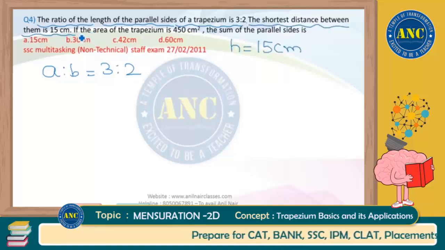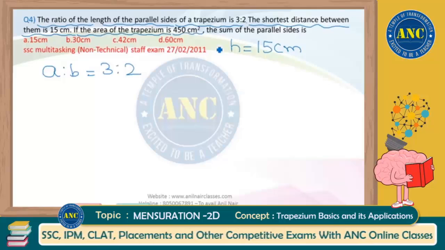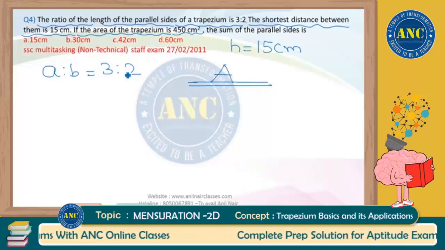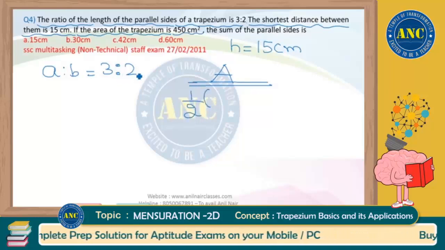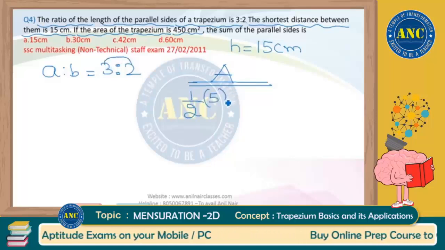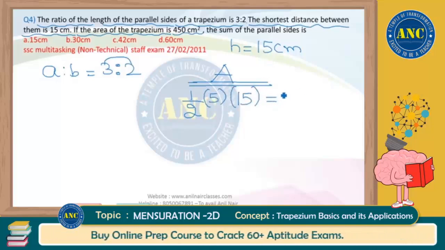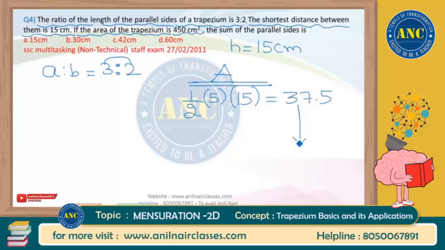Excellent, sir. Read the next statement. If the area of the trapezium is 450 centimeter square, that is according to the question, beta, find out what is the area of the trapezium according to your assumption or according to ratio. According to ratio, area of trapezium is half into sum of the parallel sides. 3 plus 2 is 5 into perpendicular distance is 15. So 15 into 5, 75. 75 divided by 2 is 37.5. But question says it is not 37.5. It is 450. 37.5 into 2 is 75.